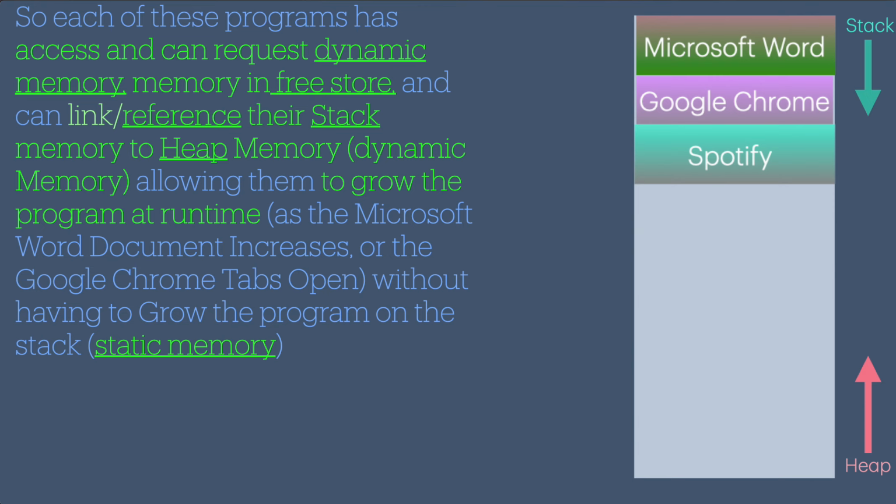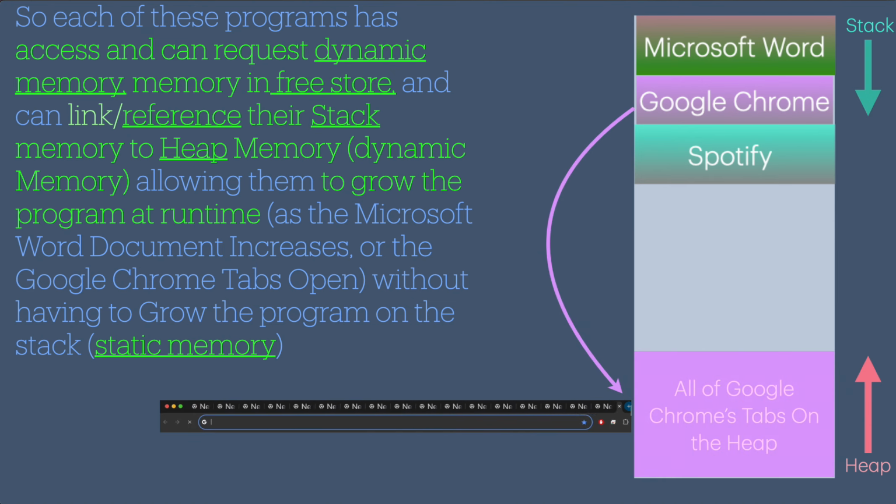Similarly, Google Chrome has its stack memory, but within its stack memory, it has a reference, a memory address of heap memory where it can grow as big as it needs to grow, okay? Which is necessary to house all our tabs, for example, okay? And we can grow Google Chrome's memory or Microsoft Word's memory or Spotify's memory without having to grow the stack memory, all right, the static memory.